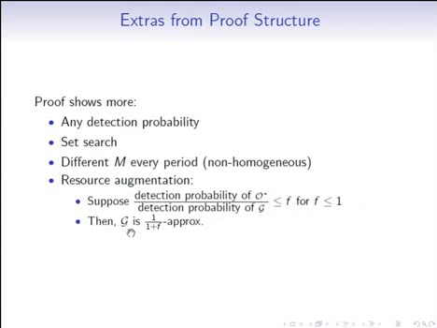Then it turns out that the greedy policy is a 1 over 1 plus f approximation instead of a 1/2 approximation. So you can see if these are equal, f is 1, and we get the 1/2 approximation result that we've been talking about. But what this really says is that if you're better at finding the particle once you actually get to a state, then you don't have to be quite as careful about which state to search. The greedy policy, when it has a better detection probability, becomes a much better approximation to the optimal policy.